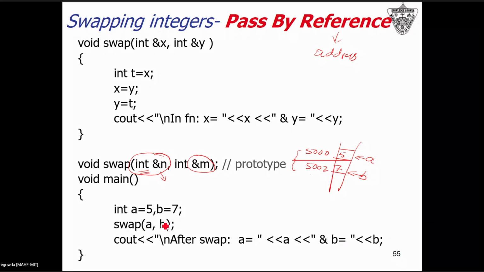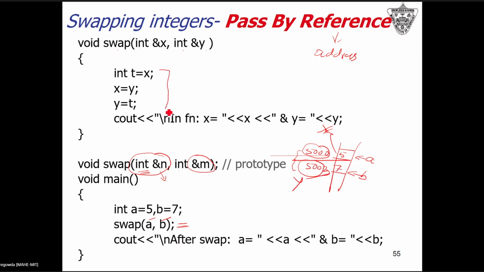So whenever I use the function call statement here, the compiler is going to pass the address of a and b as per the prototype. So when I say swap int &x and int &y, the addresses 5000 and 5002 are copied into x and y, in the sense that x and y are nothing but symbolic names for the memory locations 5000 and 5002.